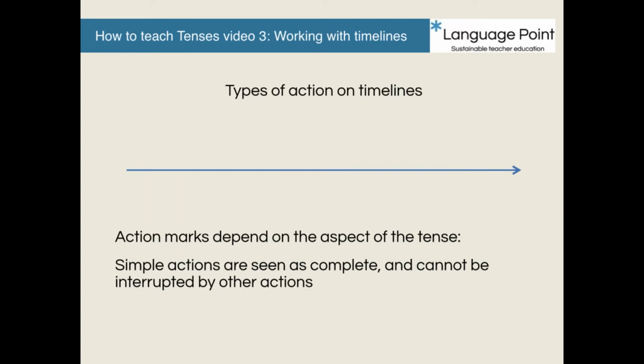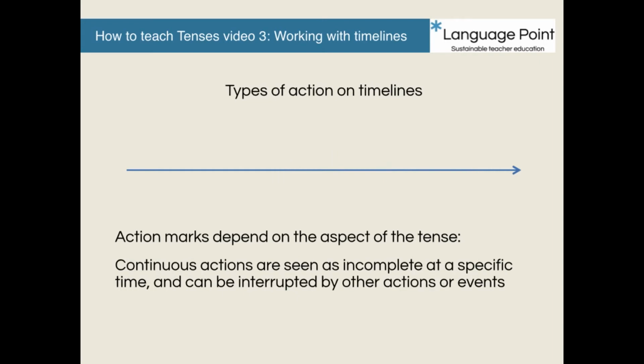So simple actions. If you remember from the last video, simple actions are seen as complete or total units, and they cannot be interrupted by other actions. So for this reason, we display simple actions as a cross, or a line, or a point on the line. All of these you can see have very small, very narrow points where they hit the timeline itself. So this implies that nothing else can happen within that action. It's complete and total and just happens.